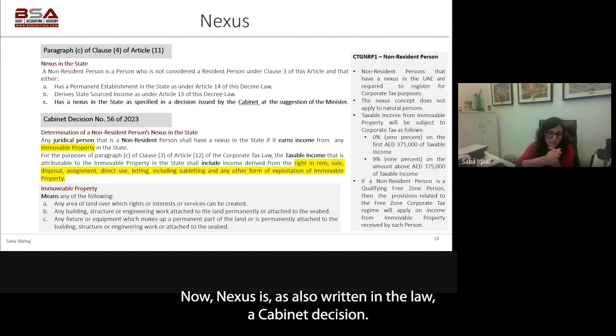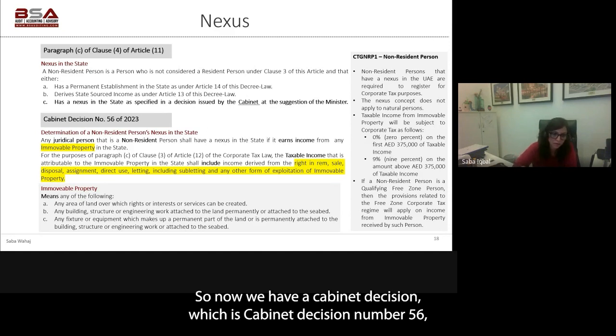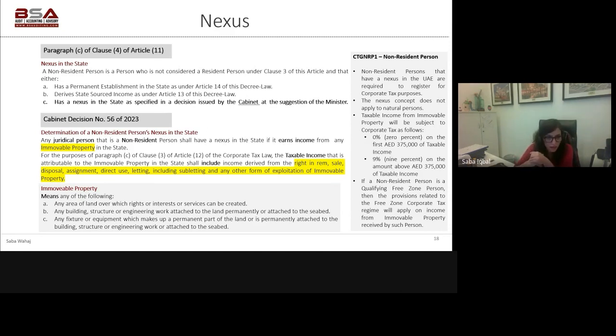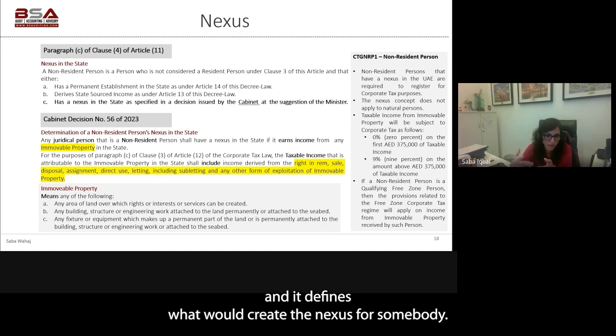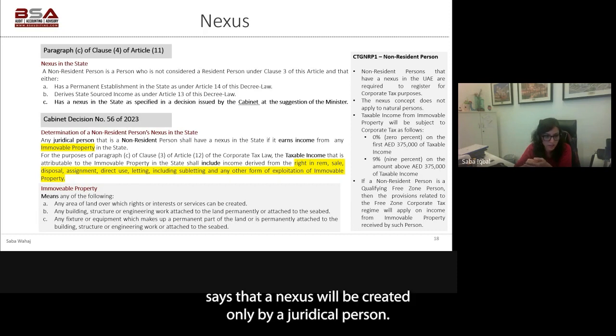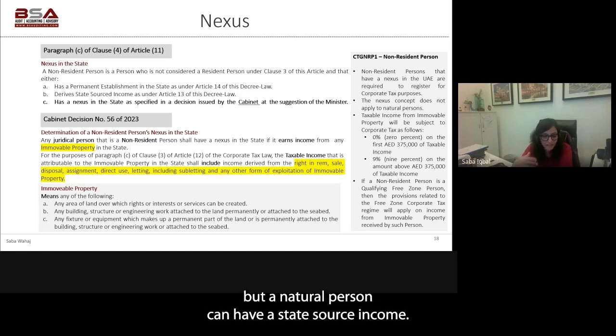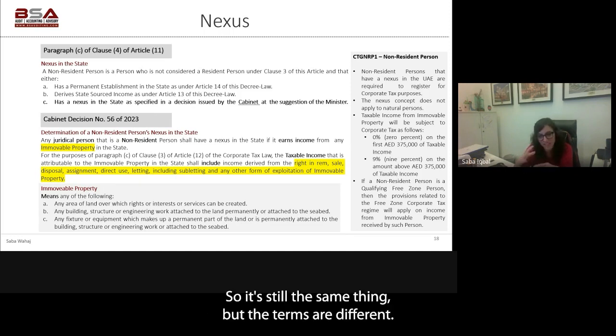Now, nexus is, as also written in the law, something a cabinet decision will further explain, on how somebody will create a nexus. So now we have a cabinet decision, Cabinet Decision number 56, and it defines what would create the nexus for somebody. This cabinet decision says that a nexus will be created only by a juridical person. So a natural person will never have a nexus in the UAE, but a natural person can have a state source income. So it's still the same thing, but the terms are different.